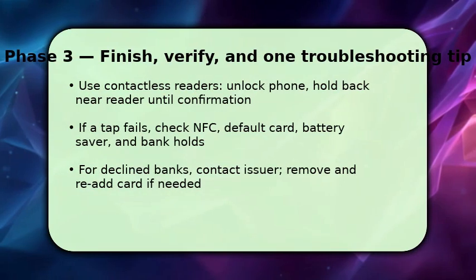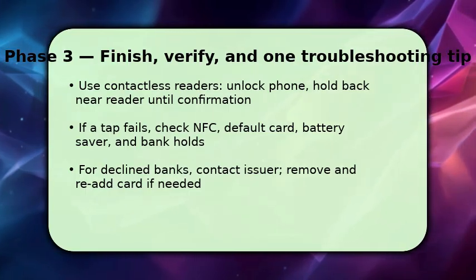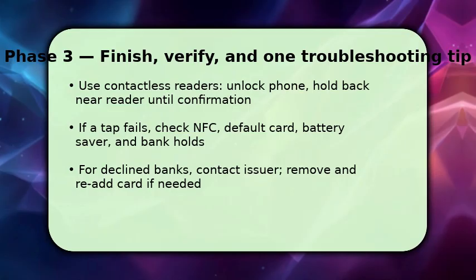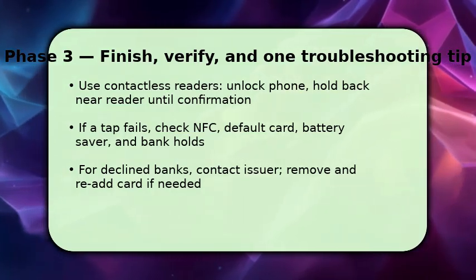Finally, make a payment. Unlock your phone and hold the back near the contactless terminal until you see a confirmation. If a payment fails, first check NFC is enabled, the correct default card is selected, and battery saver is off.